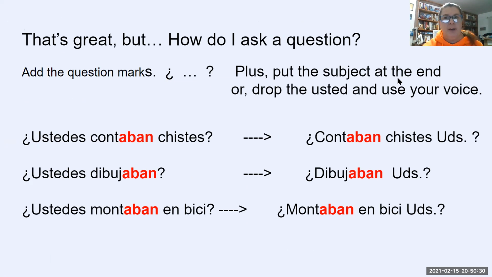That's great, Ms. Duck, but how do I ask a question? Well, you add the question marks. Take the upside down question mark, put it in the very, very front of your sentence. Write your question, put the question mark at the end. Voila, you have an encapsulated question. So you can say, ¿Ustedes contaban chistes? Use your tone of voice. You can say, ¿Contaban chistes ustedes?